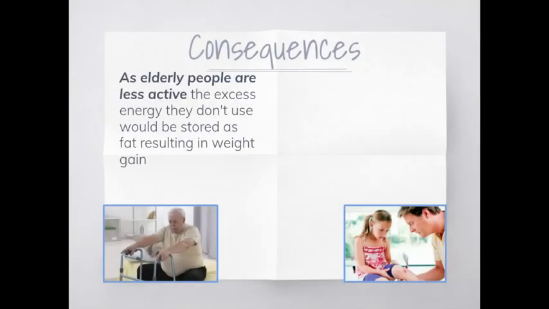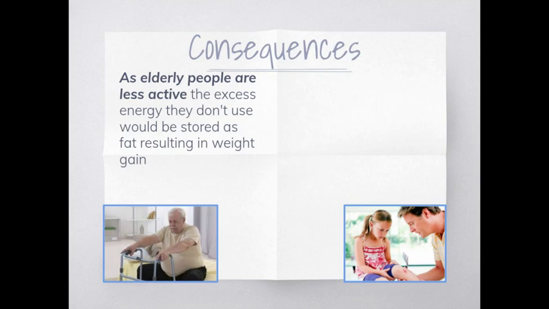So for an elderly person, as elderly people are less active, the excess energy that they don't use will be stored as fat, which results in weight gain. So that consequence there is specific to an elderly person. The bit that's in bold there can only be said about an elderly person. We couldn't say that about a child, we couldn't say that about a teenager. It's specific to an elderly person.